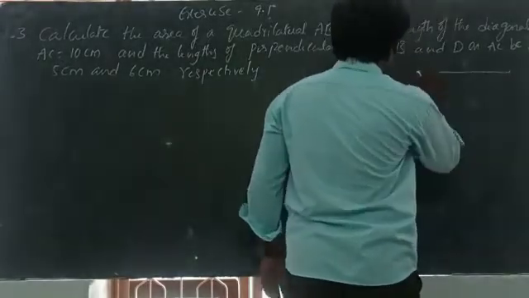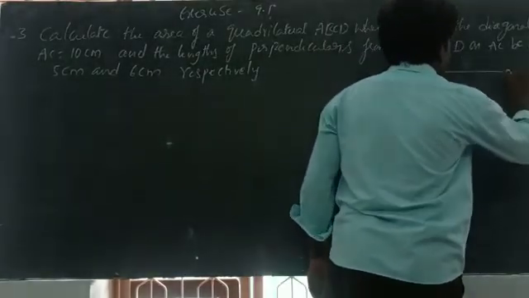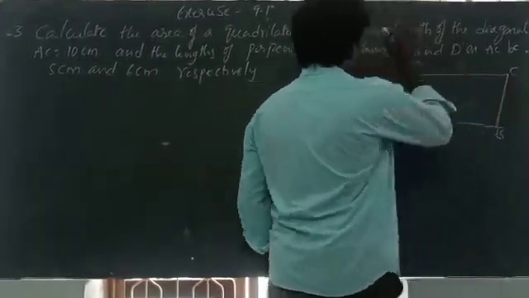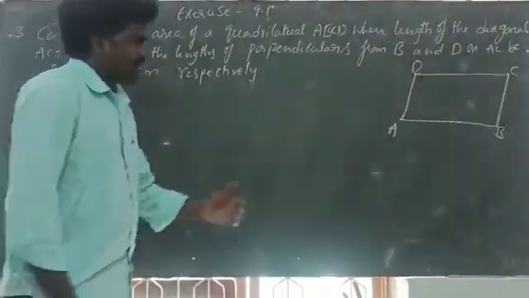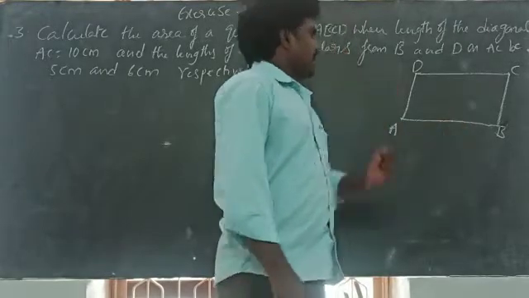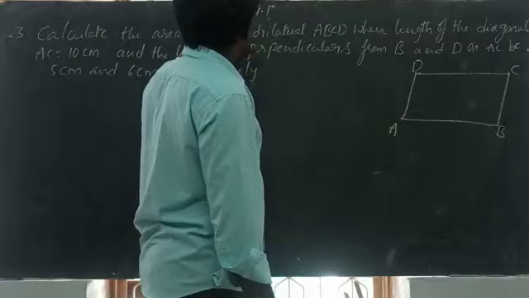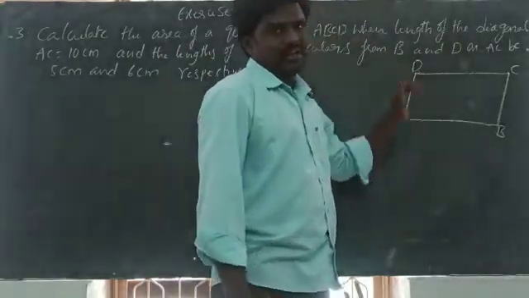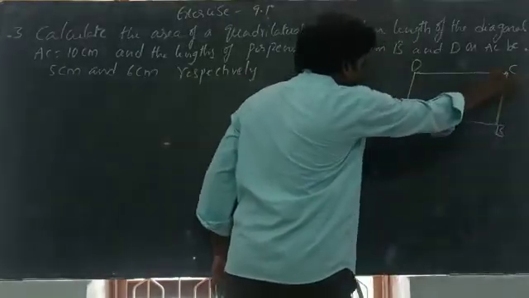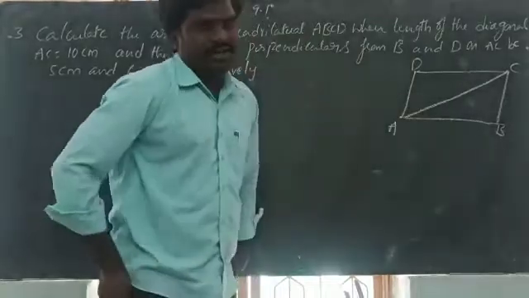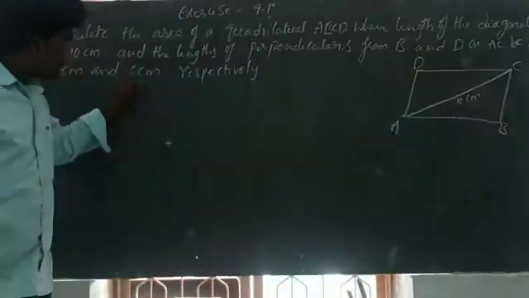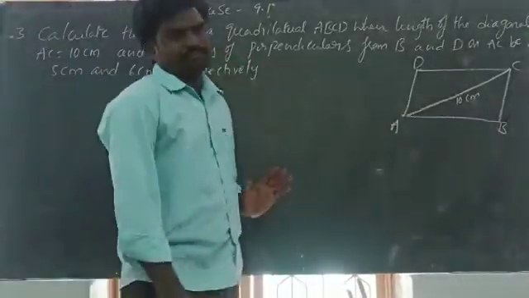Okay. So let us take ABCD is a quadrilateral. Quadrilateral means what? A polygon having 4 sides is called a quadrilateral. Here, calculate the area of quadrilateral ABCD, then the length of the diagonal. Diagonal means what? A line joining the opposite vertices of a closed curve is called a diagonal. Its length is how much? 10 centimeter.